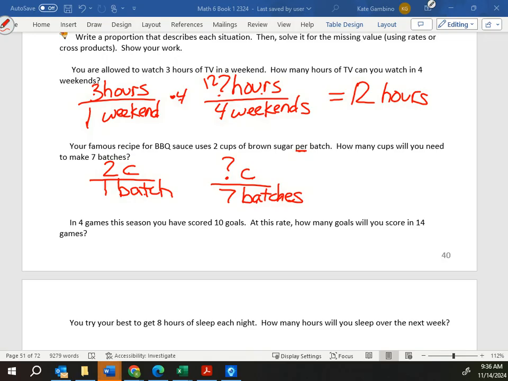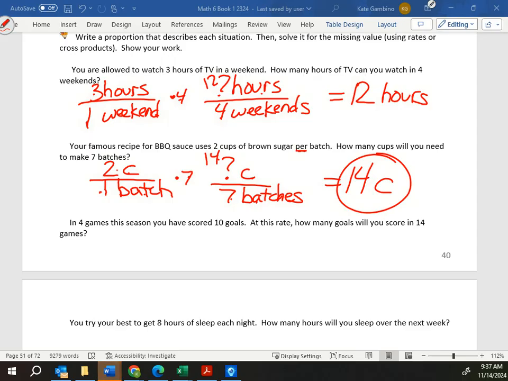How do I solve it? Natalie, you're going to multiply it by 7. Why would I multiply by 7, Natalie? Because 1 times 7 is 7. Yeah, to go from the 1 batch to the 7 batches, I have to multiply by 7. Whatever I do to the bottom, I have to do to the top. So how many cups of brown sugar do I need, Sophie? 14, because 2 times 7 equals 14. So my answer is 14 cups. Let's do the next one.